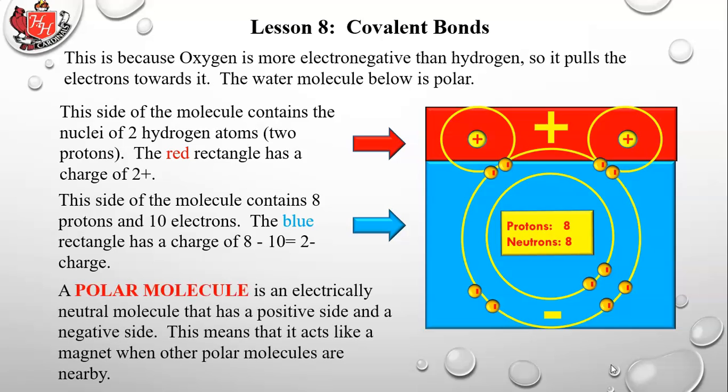A polar molecule is an electrically neutral molecule that has a positive side and a negative side. This means that it acts like a magnet when other polar molecules are nearby. And we should be a little more precise in the language there. Electricity and magnetism are related to each other very closely, but they're different. So it's not a magnetic charge, it's an electrical charge. However, many of you have played with magnets in the past and seen how they stick together or push apart from each other. And so I'm just trying to liken it to the way magnets work.